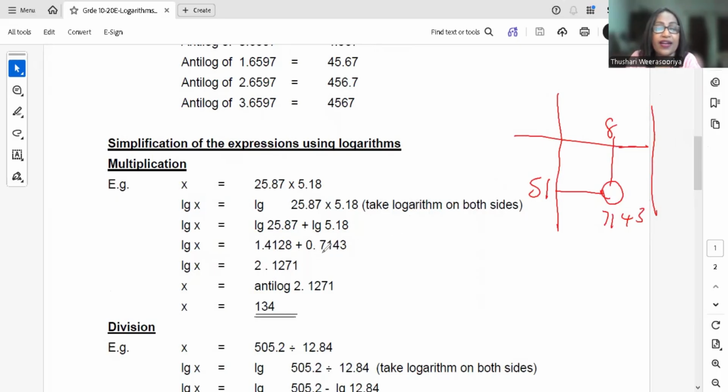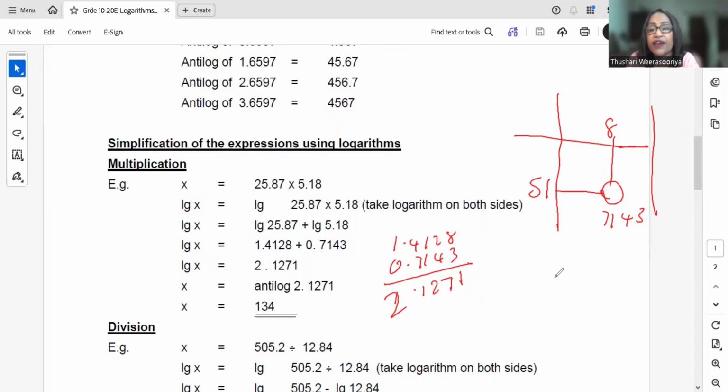Then you add these two. Right? Normal addition. 1.4128 add 0.7143. Then 8 plus 3, 11. 1 is remaining. 5, 7, 2, 1, sorry, 2.1271. We'll find the anti-log.